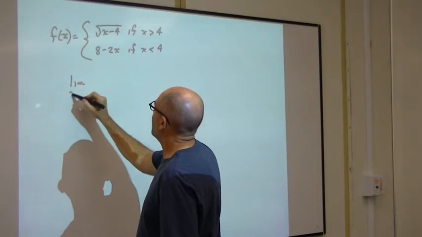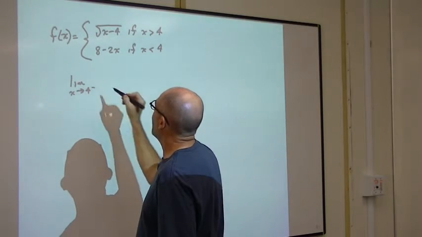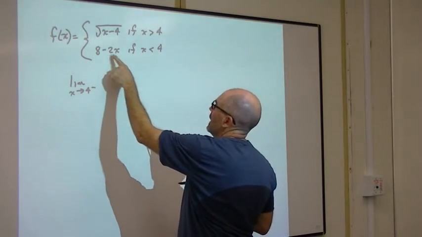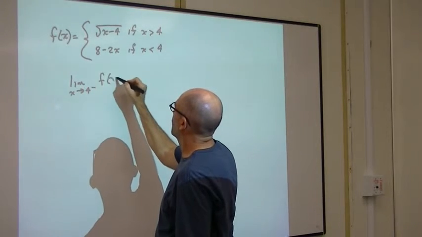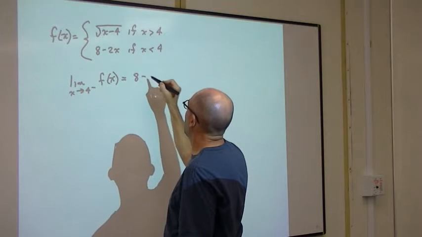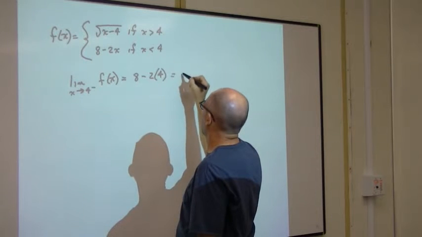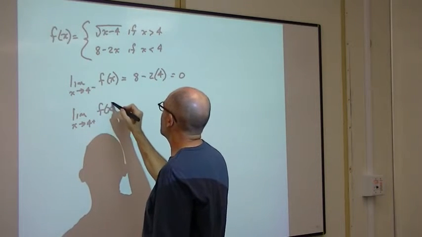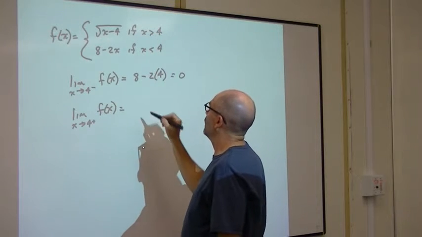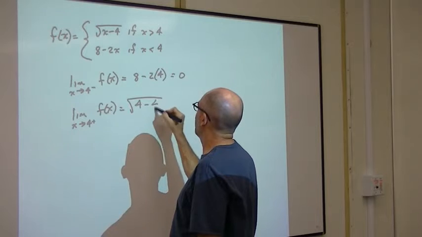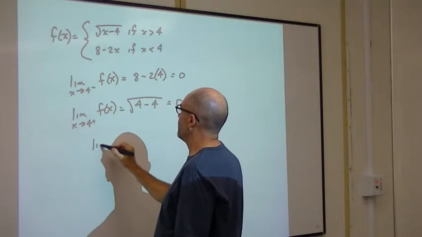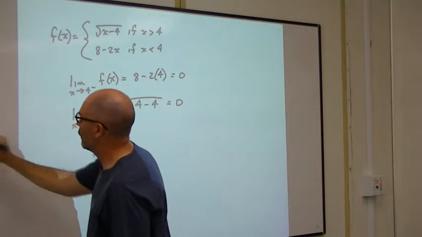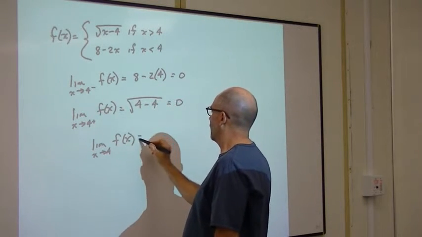Now the limit as x approaches 4 from the left, that's this part where x is less than 4. I plug in 4 here and I get 8 minus 2 times 4, which equals 0. Now the limit as x approaches 4 from the right of f of x is the top, because this is where x is greater than 4, so this is the square root of 4 minus 4, which also equals 0. Therefore, the limit as x approaches 4 of f of x equals 0.